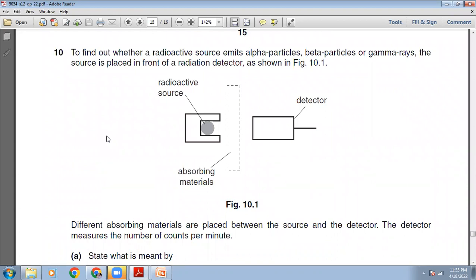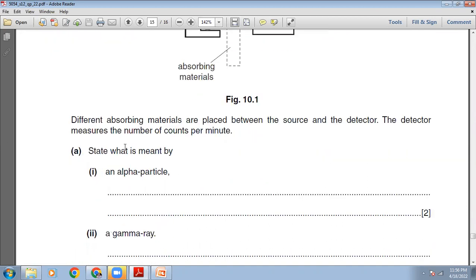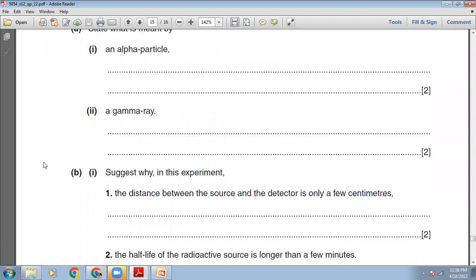To find out whether a radioactive source emits alpha particles, beta particles, or gamma rays, the source is placed in front of a radiation detector as shown in figure 10.1. Different absorbing materials are placed between the source and the detector. The detector measures the number of counts per minute. State what is meant by an alpha particle.